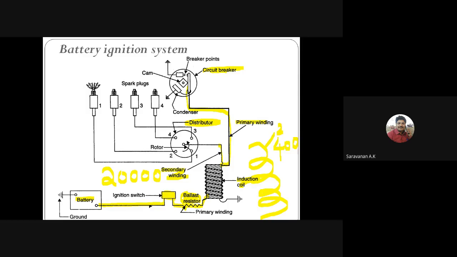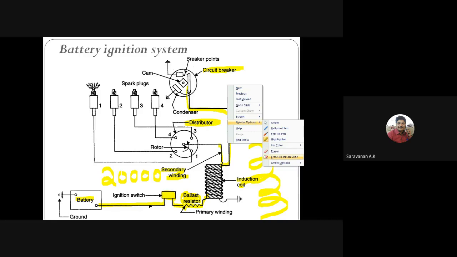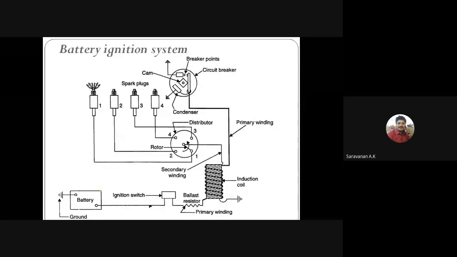You can see the components. These are the major components in the battery ignition system: the first one is the battery, then the ignition coil, the distributor, the circuit breaker, and the condenser. The condenser is a very important one. So these five are the major components in the battery ignition system.